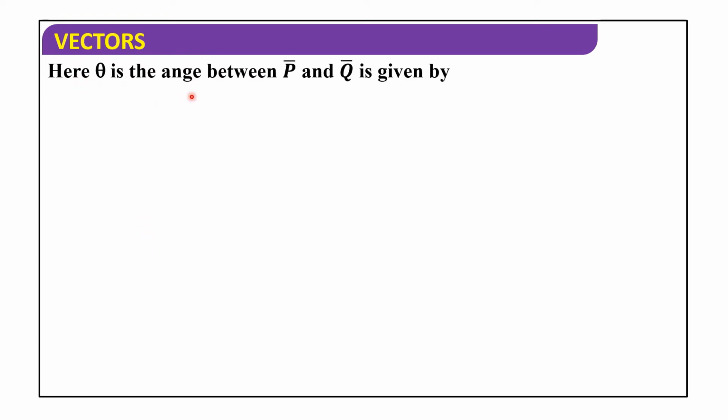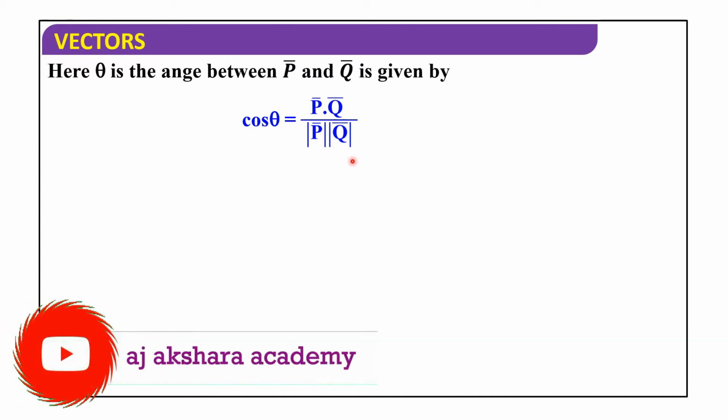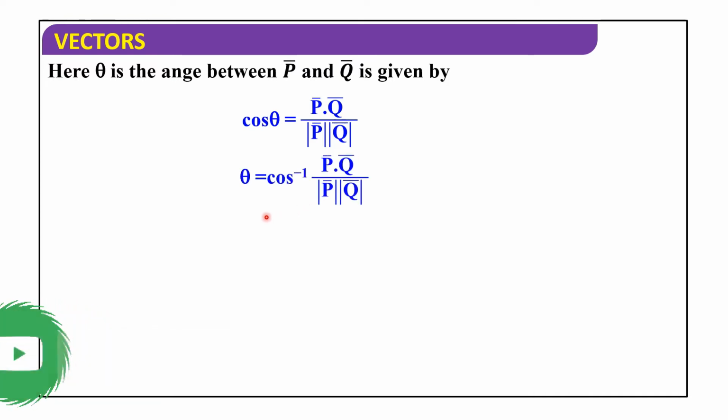Here theta is the angle between p bar and q bar, given by cos theta equals p bar dot q bar by modulus of p bar modulus of q bar. Theta equals cos inverse of p bar dot q bar by modulus of p bar and modulus of q bar.